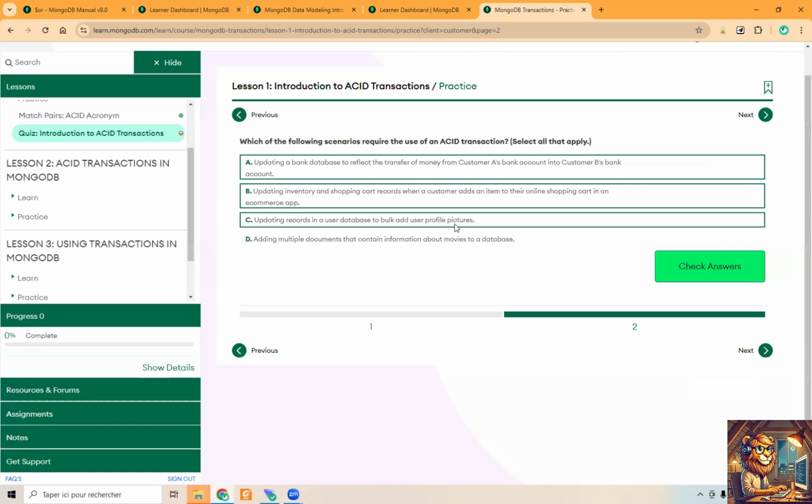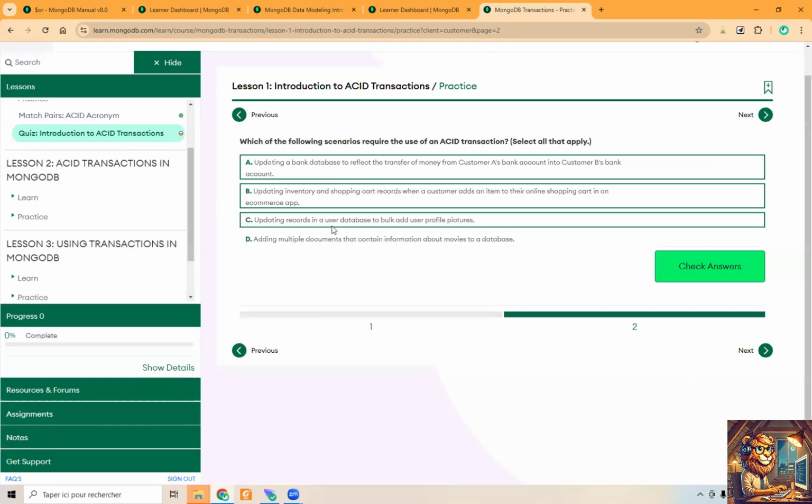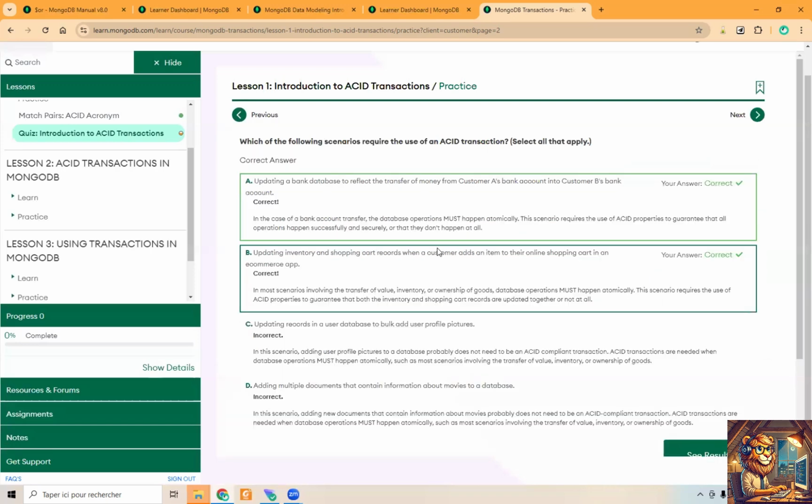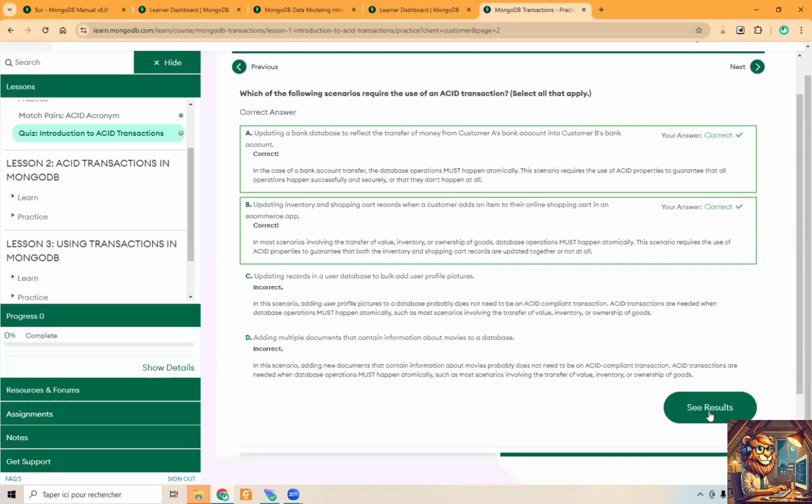Updating records in the user database to bulk add user profile pictures. Not sure. Don't think so. Adding multiple documents that contain information about movies to a database. But I don't think that requires ACID transactions. There's C and D ones. Yeah.